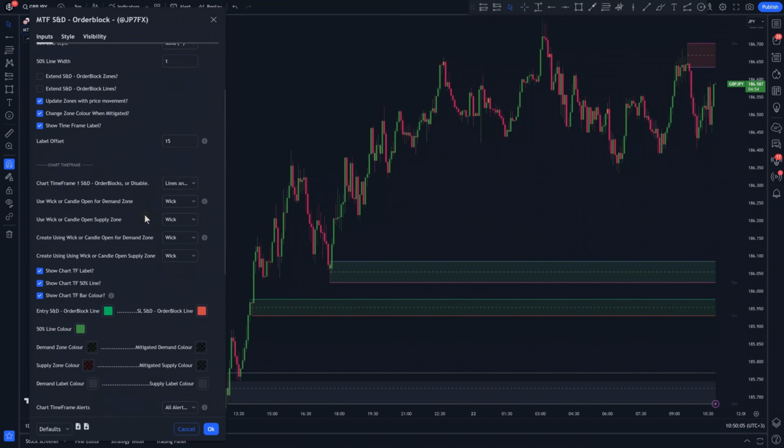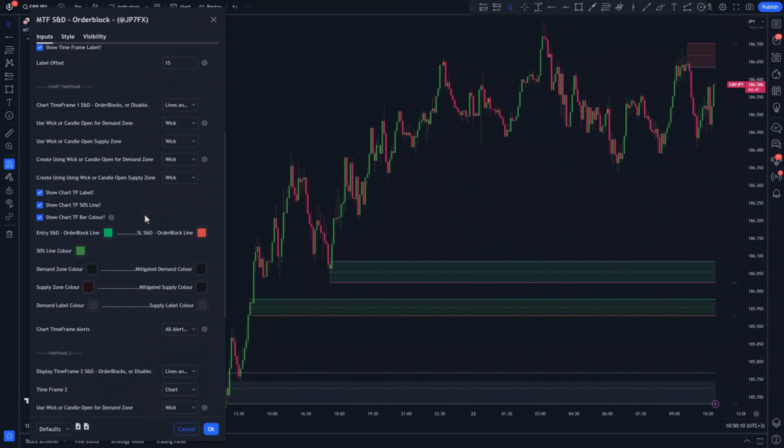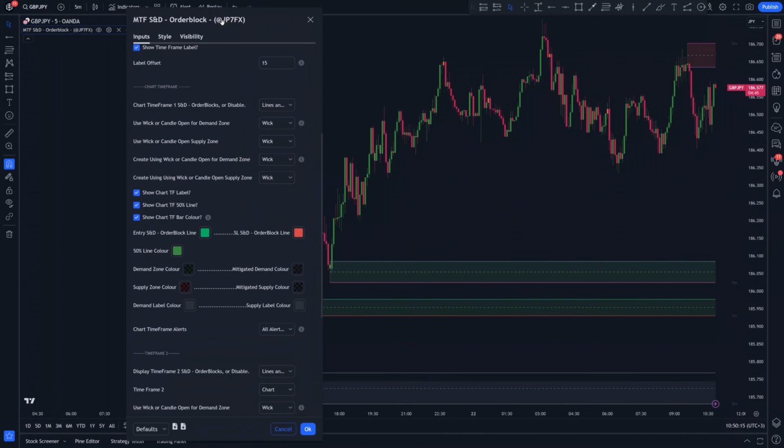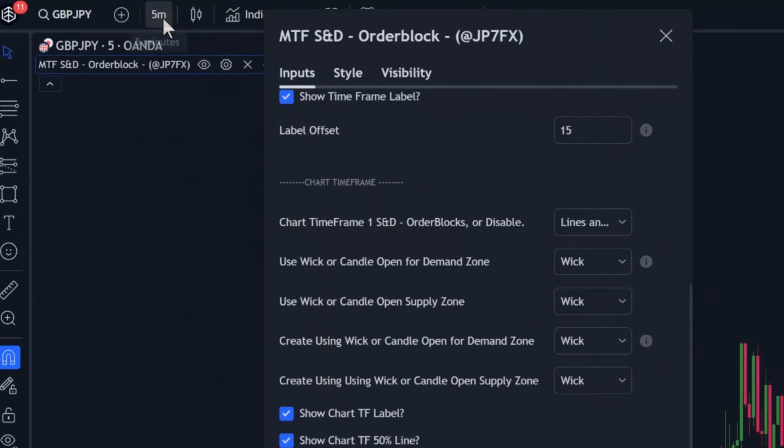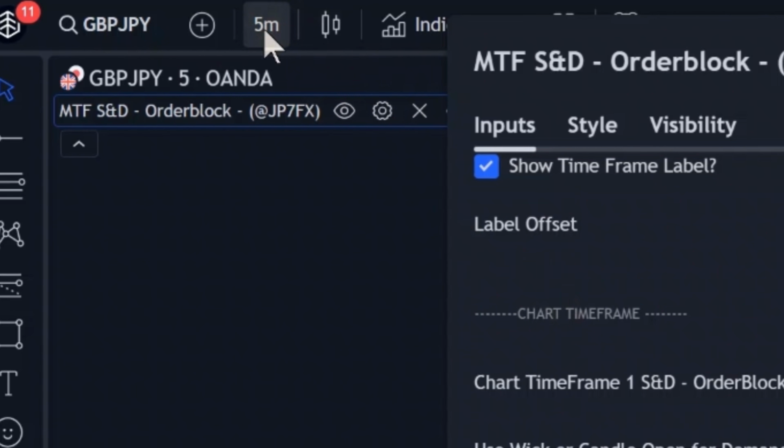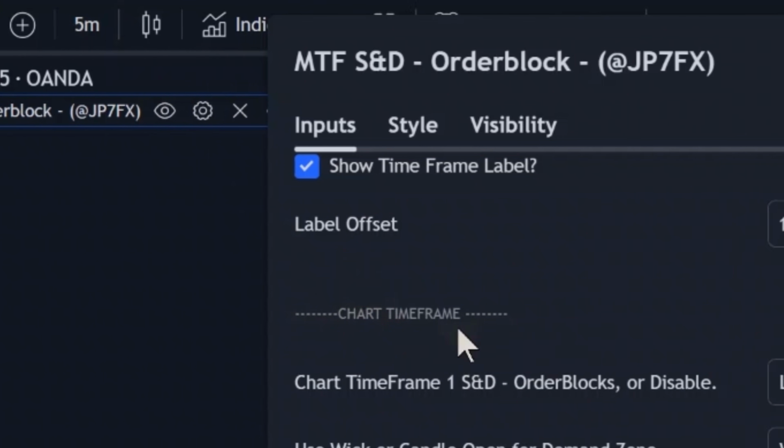But the most important thing about this indicator is the fact that you can have it display the supply and demand zones of a time frame that is different from that of your chart. So for example, if you are on a 5-minute time frame, the settings for that time frame are going to be under chart time frame.